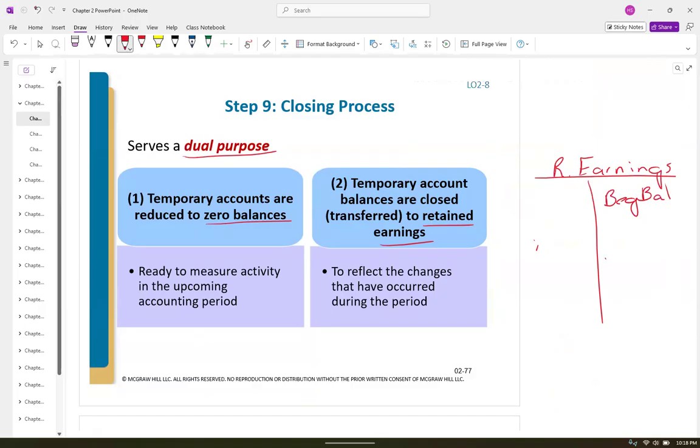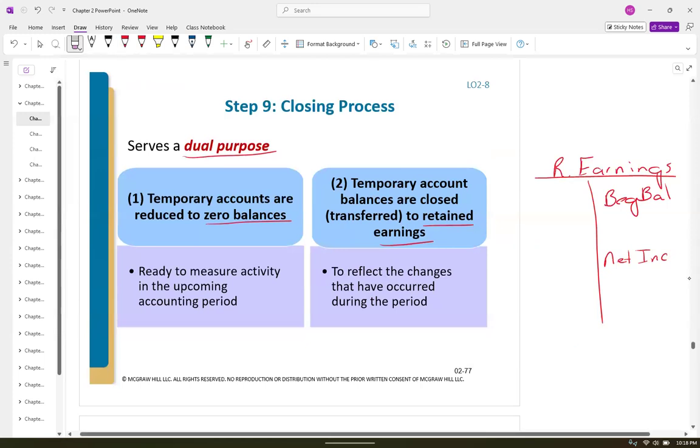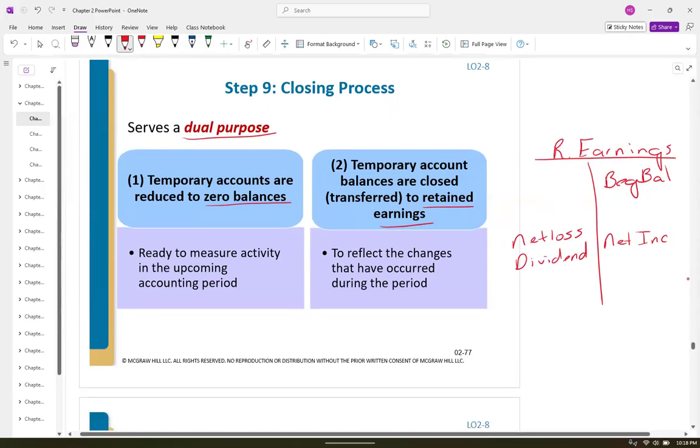We would add net income. That would be on the credit side because that would be increasing retained earnings. If we had a net loss, that would be over here on the debit side. Dividends that get paid are on the debit side of retained earnings.